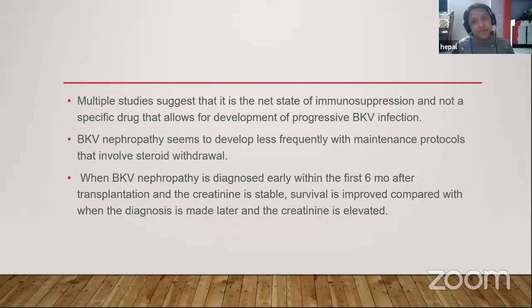It seems to develop less frequently with maintenance protocols that involve steroid withdrawal or steroid-free protocols. And it is found more in cases of rejections because we have definitely immunosuppressed the patient more, and we tend to keep the maintenance immunosuppression at a little higher level in patients who face rejections. So they are predisposed to BKV nephropathy. When it is diagnosed early, within 6 months after transplant, and the creatinine is still stable, the survival is improved compared to when the diagnosis is late with significant renal dysfunction.